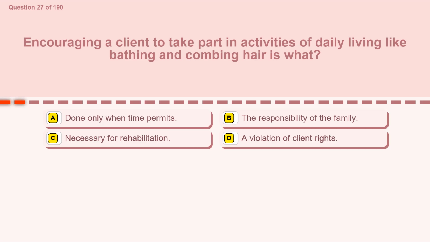Question 27. Encouraging a client to take part in activities of daily living like bathing and combing hair is what? Option A. Done only when time permits. Option B. The responsibility of the family. Option C. Necessary for rehabilitation. Option D. A violation of client rights.